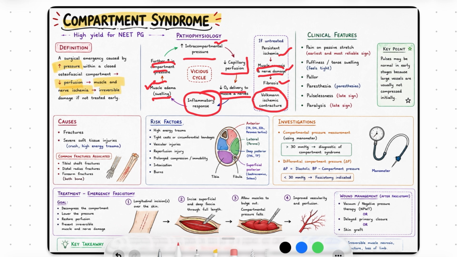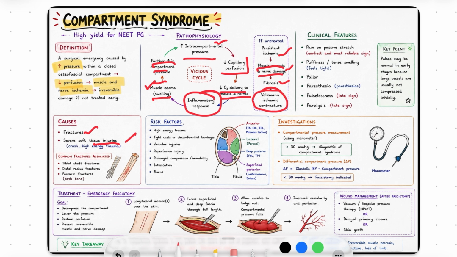Just simply think of your forearm, there is an anterior compartment, and the compartment pressure increases. That may be due to fractures or soft tissue injuries, anything. So the compartment pressure increases. When that is increasing, capillary perfusion is decreasing, so that causes a decrease in oxygen delivery, muscle edema, and further an increase in compartment pressure. So what are the clinical features so that you can identify compartment syndrome?